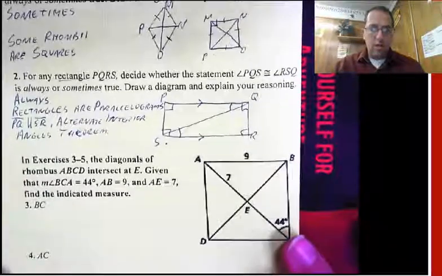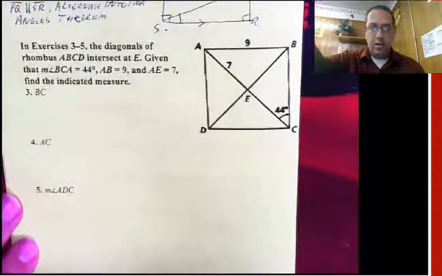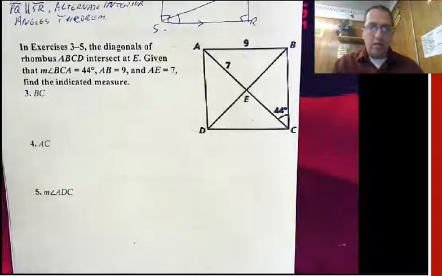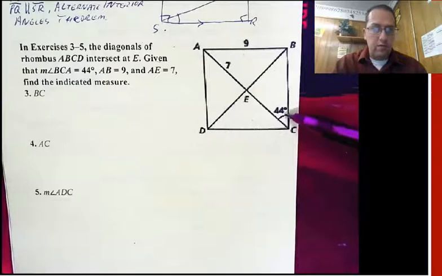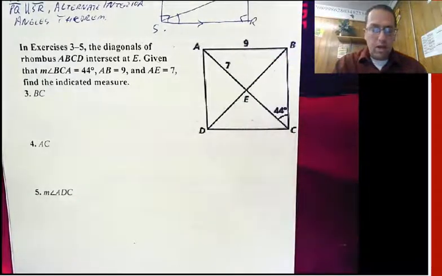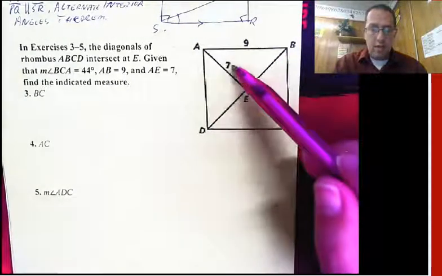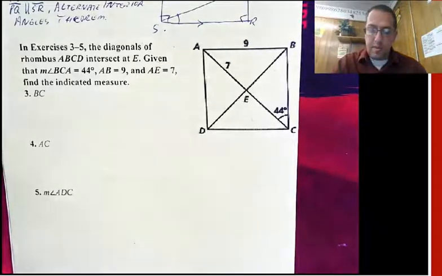Let's take a look at this next bunch. For numbers 3 through 5, we have the diagonals of rhombus ABCD intersect at point E. Given that the measure of angle BCA is 44 degrees, that's marked for us. The length of AB is 9, that's marked for us too. And the length of AE is 7, also marked for us, good. We need to find the indicated measure. So we need to find the length of segment BC.